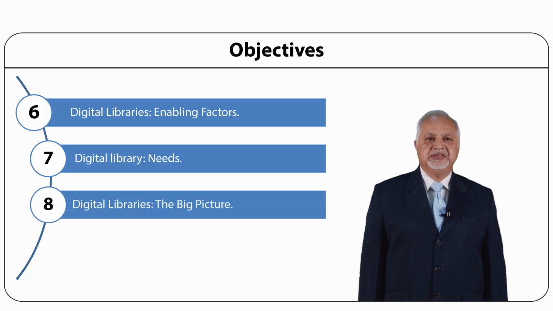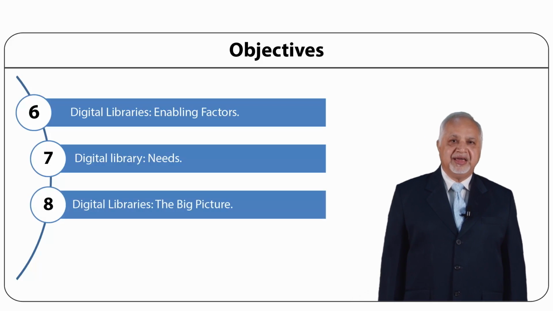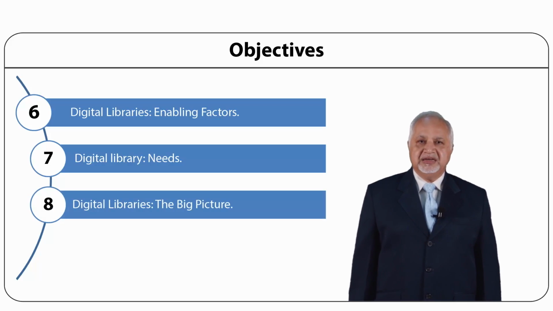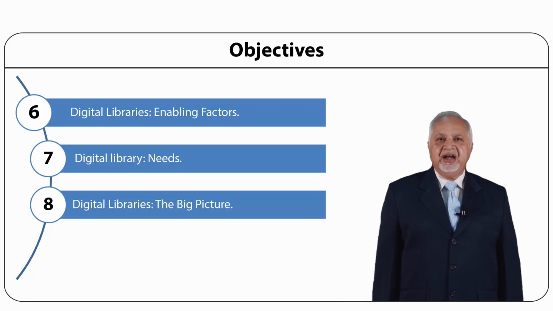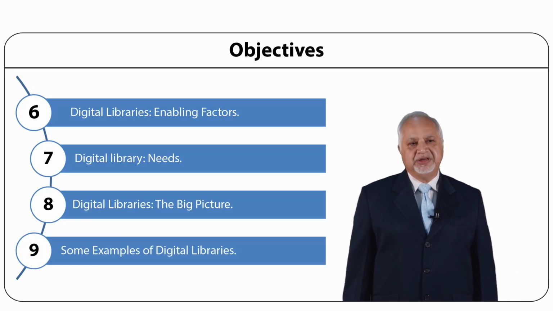The big picture of digital library with important components like network, computers, the digital collections that it holds, and other technologies that support digital libraries. Finally, examples of commercial, non-commercial, open access and federated digital libraries would be given in this module.